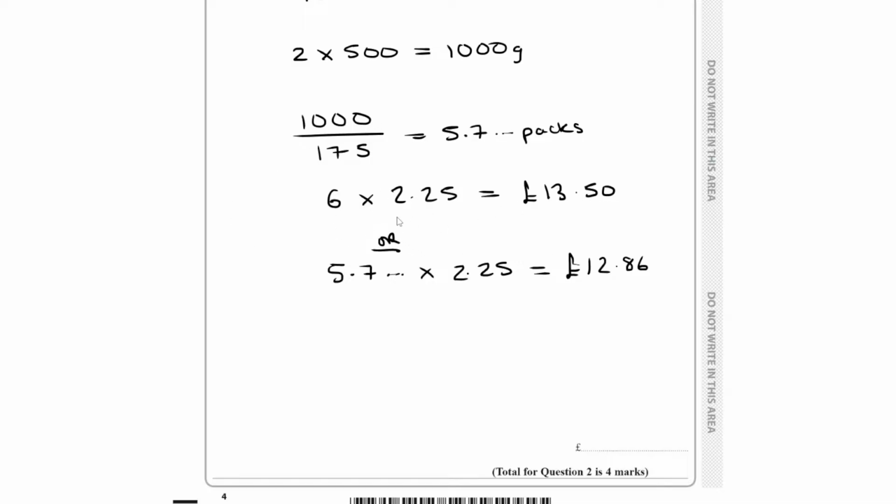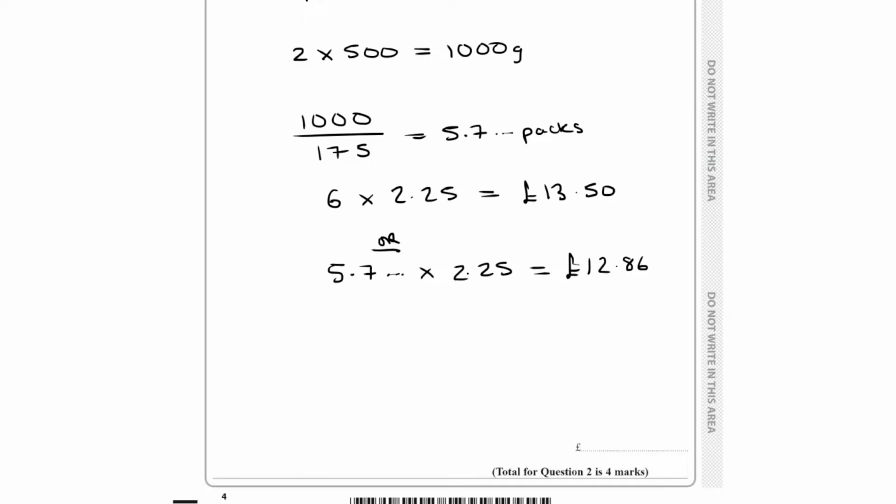But because they didn't really specify properly in the question, they have allowed in the mark scheme either using 6 packs as a whole number of packets of cheese, or literally just using the 5.7 as if you could ask for exactly how much cheese you wanted. They've allowed both. So whichever of those you did is fine. It doesn't matter if you did 1350 or 1286. They've allowed both, because they didn't really specify in the question.